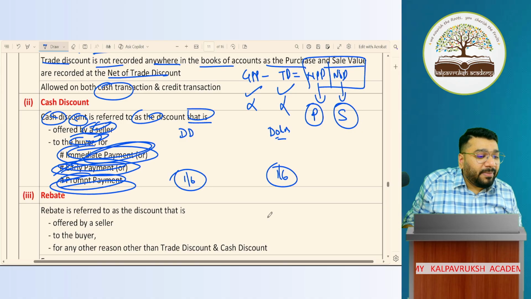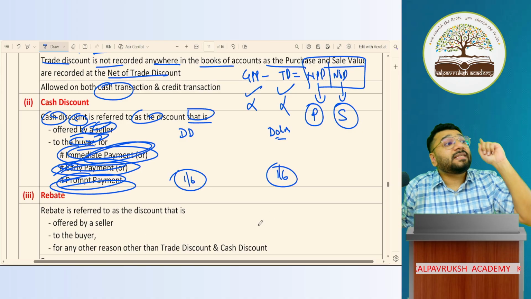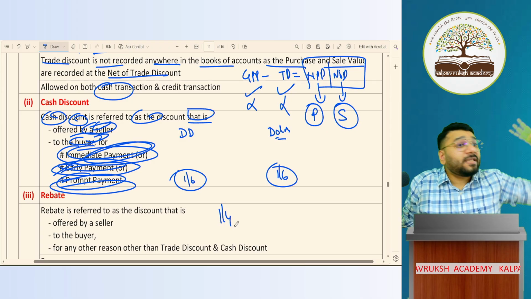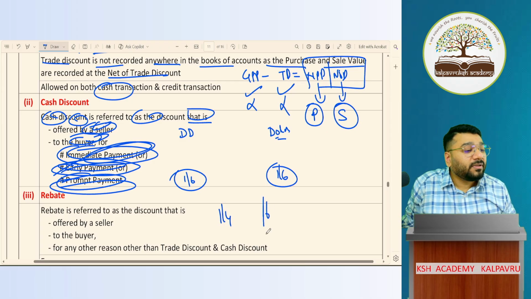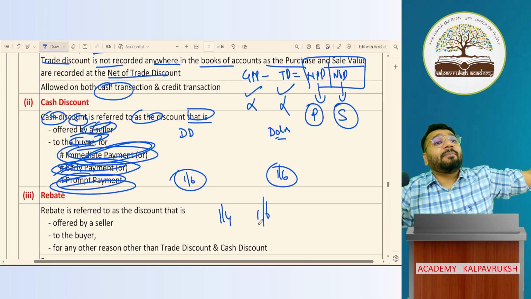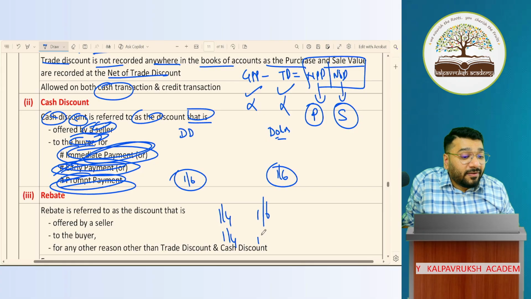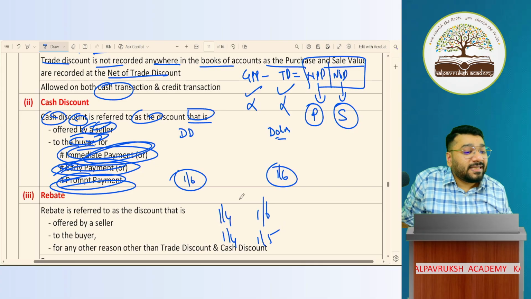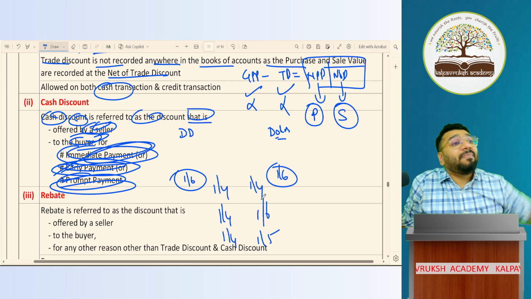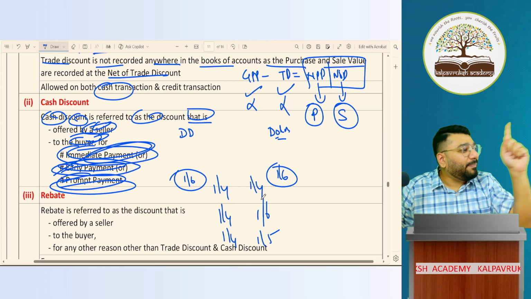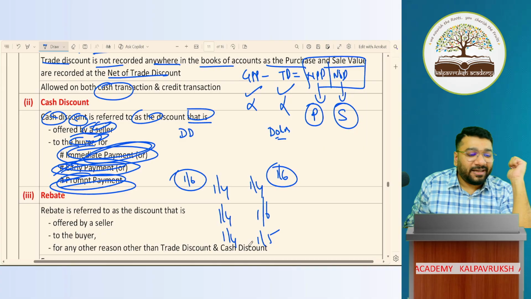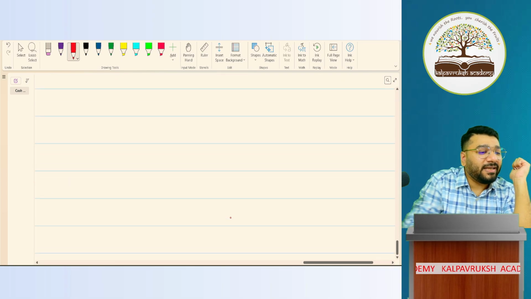In case of prompt payment, what is the sale date? 1 April. What is the payment date? 1 June. In case of early payment, what is the sale date? 1 April. What is the early payment date? 1/5. Now it is sale date 1/4, payment date also is 1/4 only. So both are happening in one single day. Now what is your journal entry on 1/4?